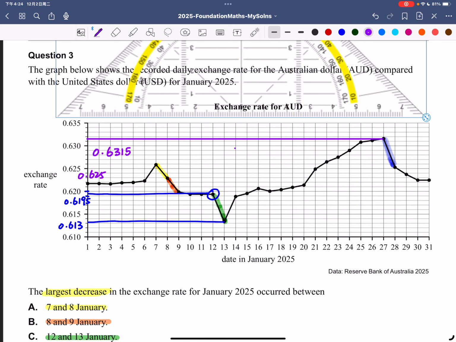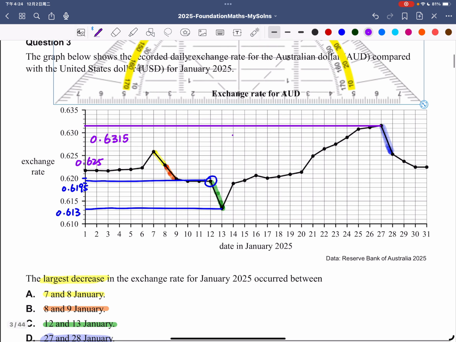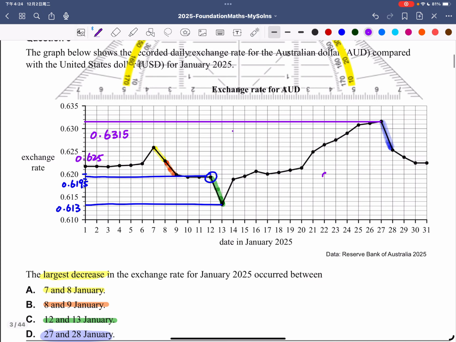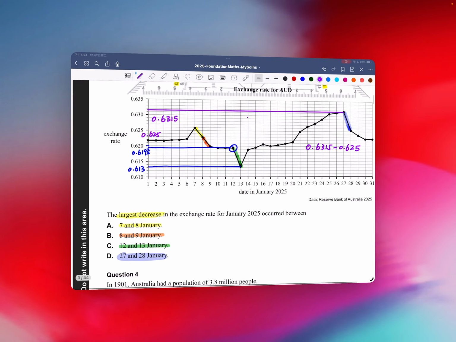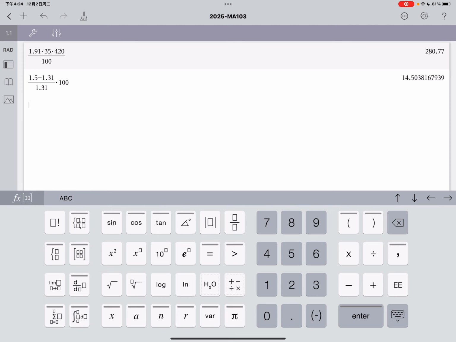For example, for the blue segment, I will have 0.6315 take away 0.625, something along this line. Because this is an estimation, maybe I can just get a calculator to do the job. 0.6315 subtracting 0.625. So this value is 0.0065.